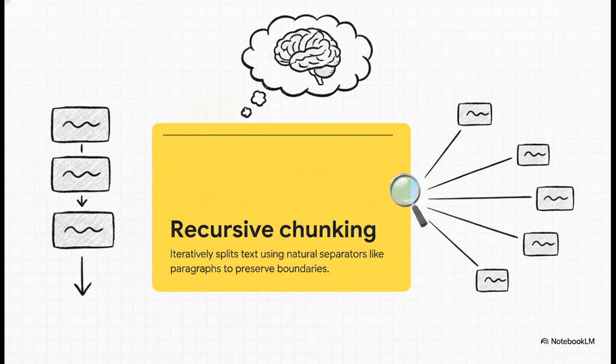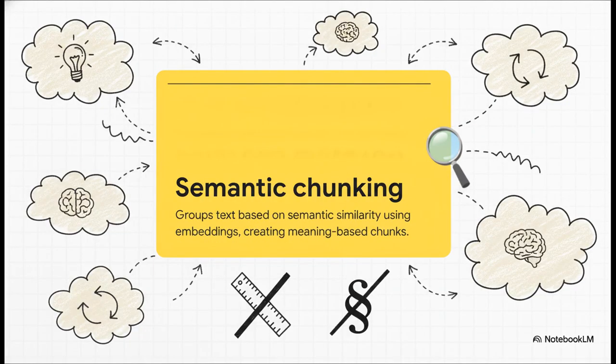Now, stepping up the complexity a bit, we have recursive chunking. Instead of blindly counting characters or tokens, this method actually respects the formatting of your text. It iteratively splits things up using natural separators. Think paragraph breaks and then sentence breaks to preserve the logical boundaries the original author intended. It recognizes that human language is structured into distinct thoughts, and it really tries to keep those thoughts intact within the chunks.